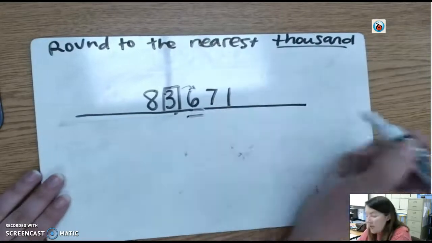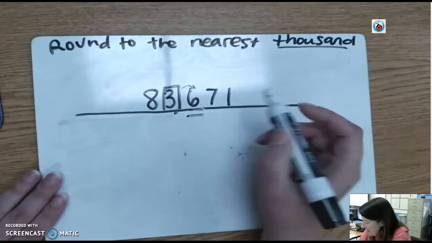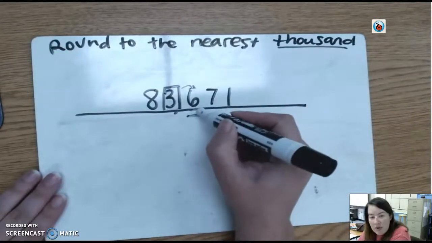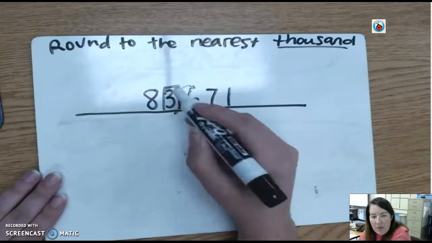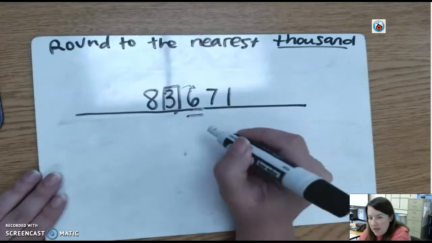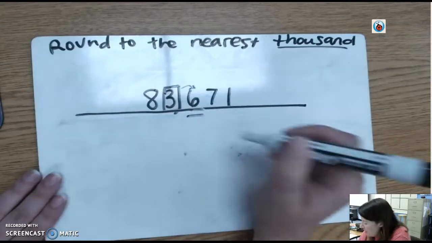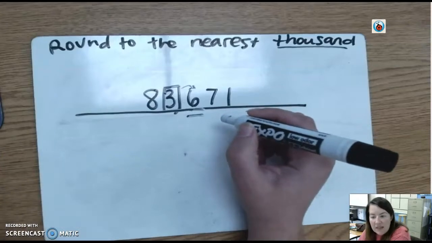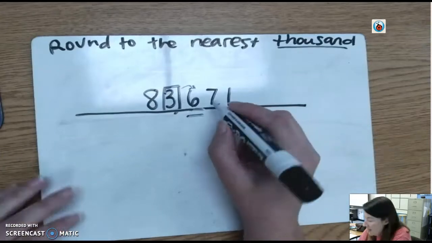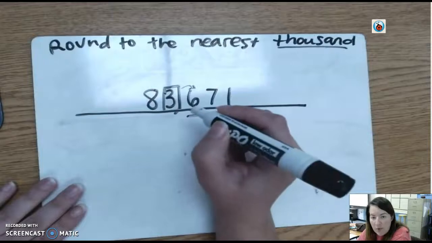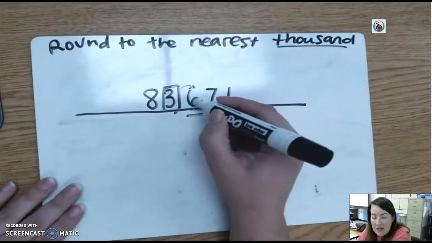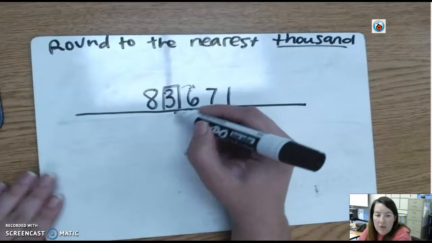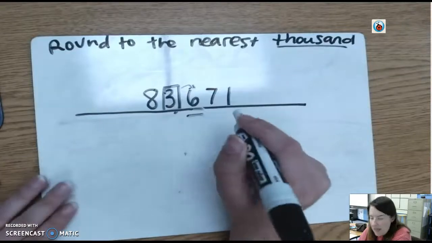I'm going to underline it here. So we have a 6. Now the number to the right of your elevator is going to be the number that decides if this elevator goes up or if the elevator stays where it is. If the number to the right is 5 or more, so that's 5, 6, 7, 8, or 9, the elevator is going to go up 1 floor. If the number to the right is 4, 3, 2, 1, or 0, the elevator just stays where it is.